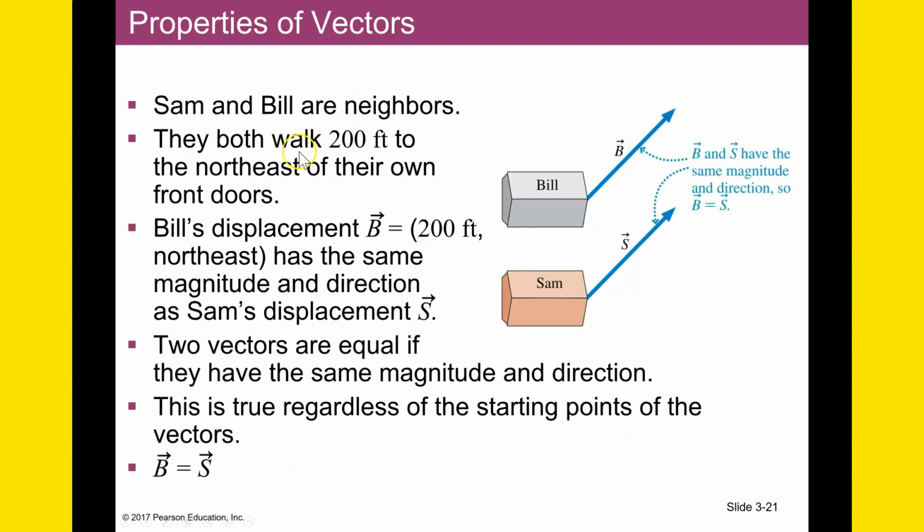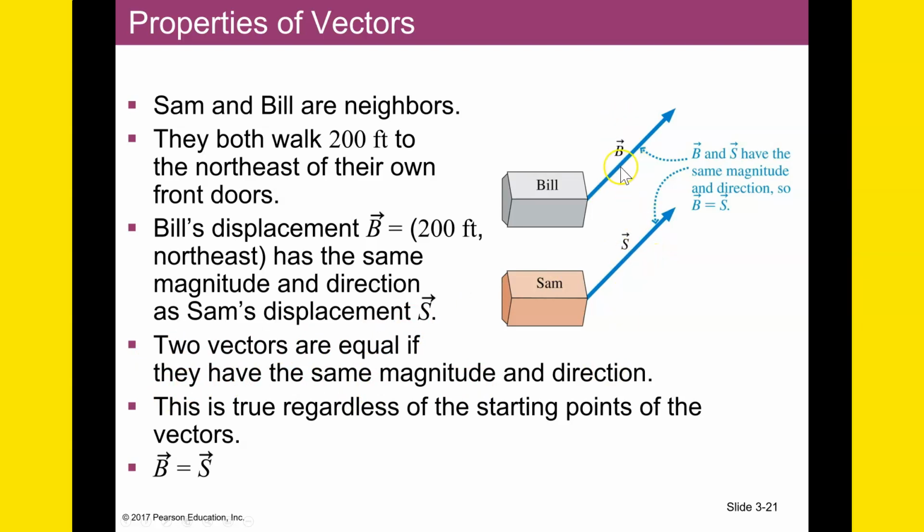Sam and Bill are neighbors. They both walk 200 feet to the northeast of their own front doors. Bill's displacement, B, 200 feet northeast, has the same magnitude and direction as Sam's displacement, S. There's Bill's displacement vector, B, and Sam's displacement vector, S. Two vectors are equal if they have the same magnitude and direction. So vector B and vector S are equivalent vectors.